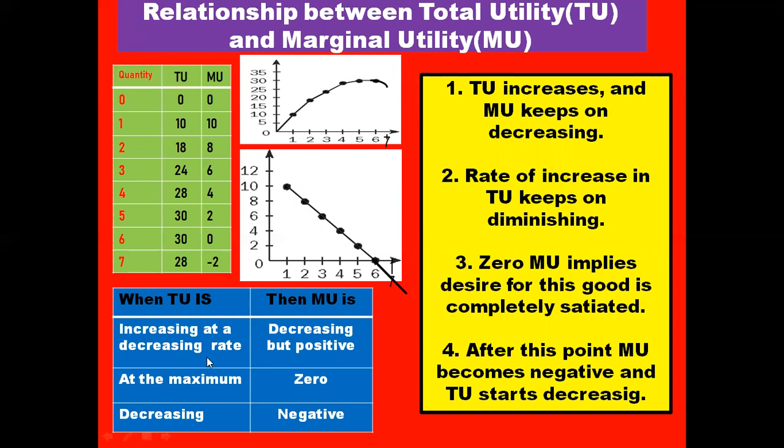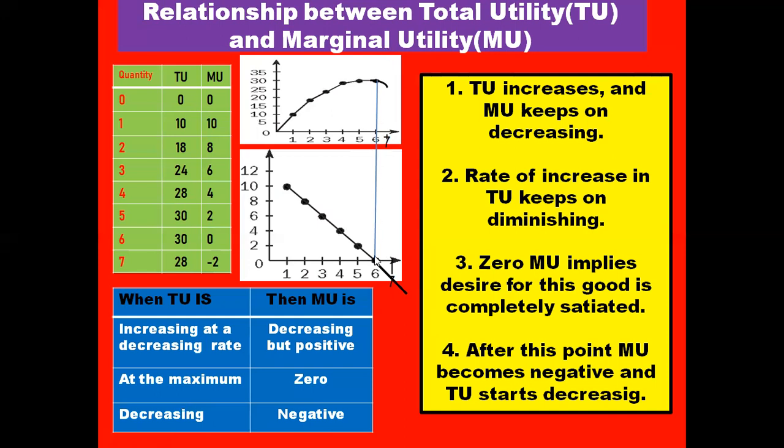And when TU is increasing at a decreasing rate, then MU is decreasing but positive. Why positive? Because it is lying in the first quadrant, but it is decreasing MU. When TU is at maximum at this point, MU is 0. When TU is decreasing, MU is negative. When TU is decreasing after this point, MU is negative.